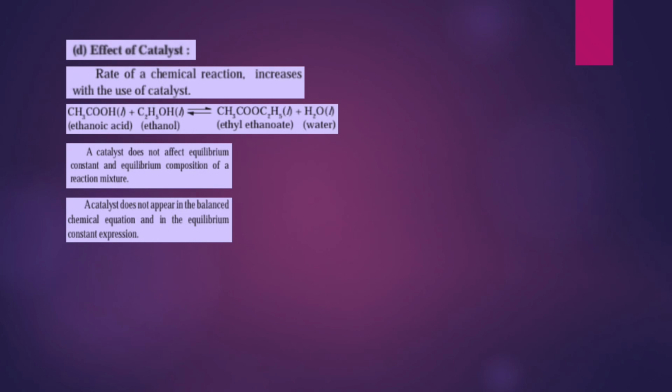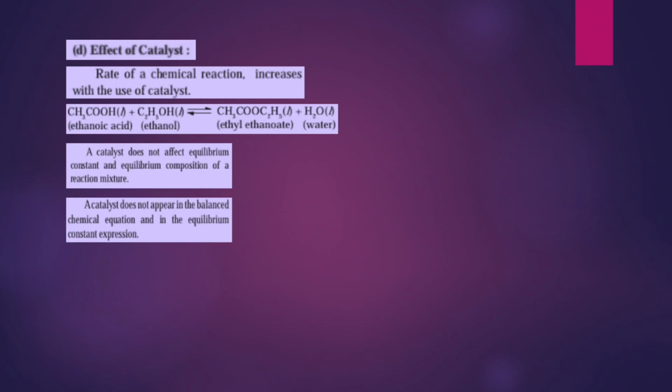Now if this reaction is carried out without a catalyst, it will take many days to reach equilibrium. But if a catalyst is used, the reaction takes place fast and equilibrium is attained in a few hours. Here a catalyst does not affect the equilibrium constant and equilibrium composition of a reaction mixture. A catalyst does not appear in the balanced chemical equation and in the equilibrium constant expression.